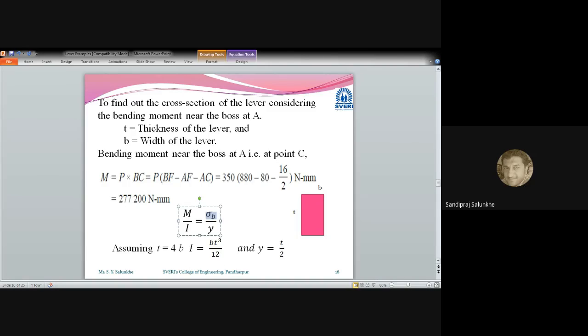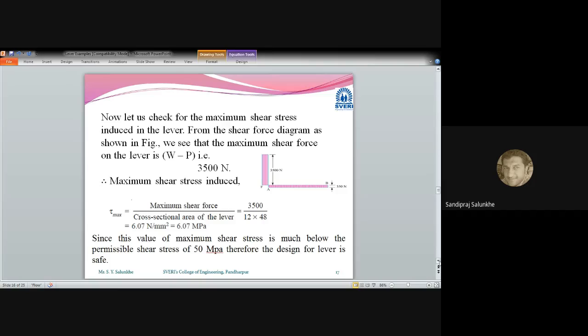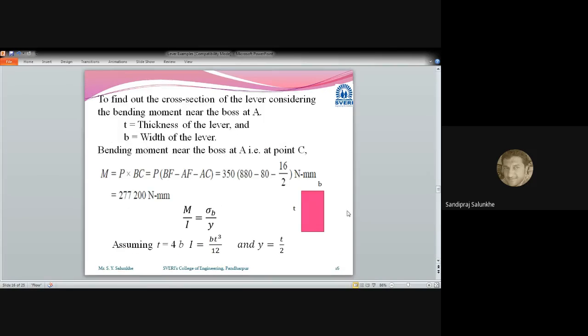What value of sigma b are you getting? Calculate. I have calculated it, but not mentioned it there, because for all the problems you have solved, you have done the calculation and I have just written the values. What value of sigma b have you got there? Wait sir, we are calculating. Okay, you calculated.